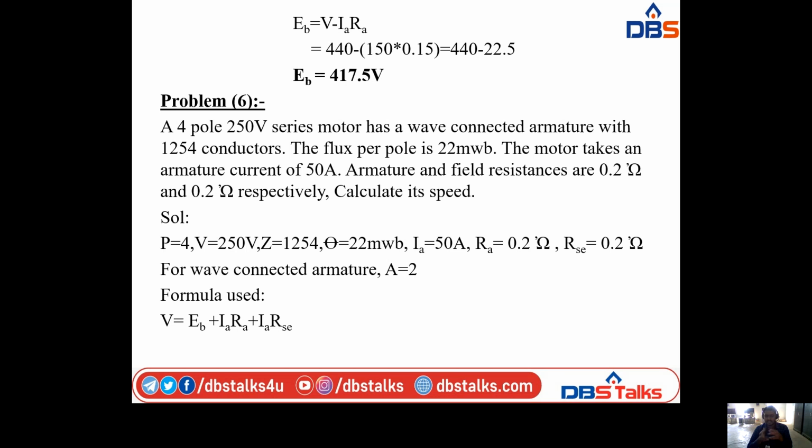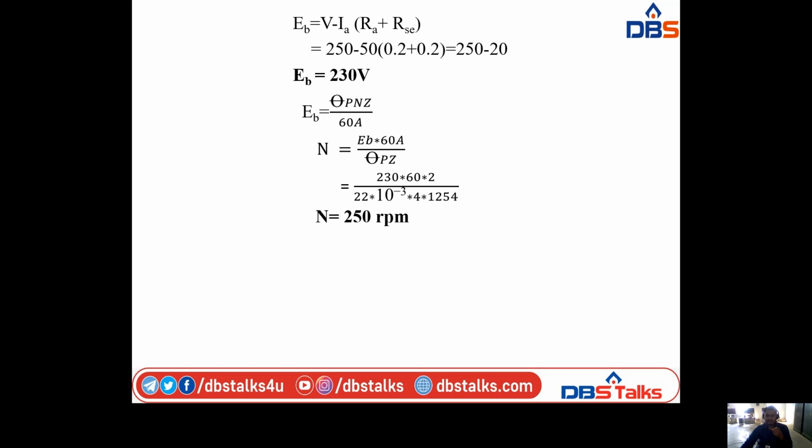Here I am using the formula because they gave a series motor. For the series motor, the voltage equation is V is equal to EB plus IARA plus IARSC. By using this formula we have to calculate the speed. If we want to calculate the speed, we firstly have to calculate the back EMF. So I am taking EB is equal to V minus IA of RA plus RSC.